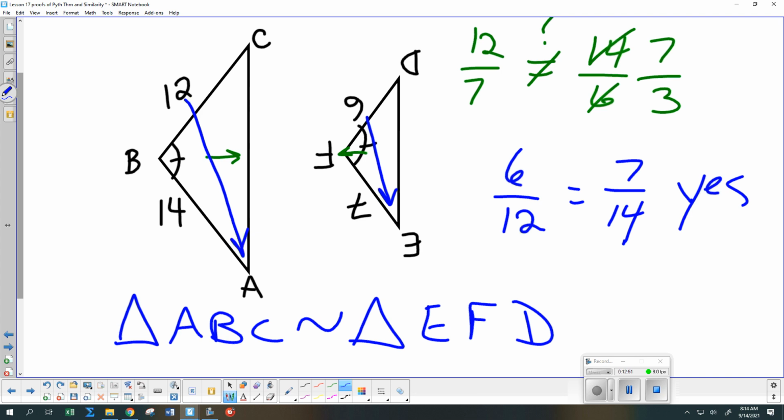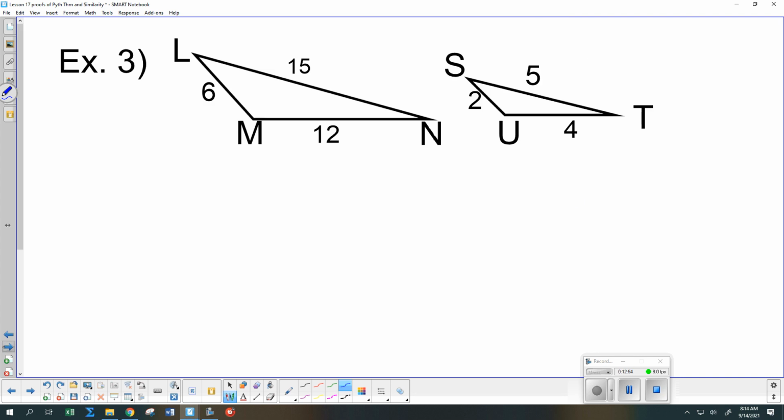One more of this kind of thing, and then we'll do a proof and that's it. So, 6, 15, 12. What do you guys think? How many think that's going to be similar as you look at that? Thumbs up, thumbs down if you don't think it's similar. So I'm seeing quite a few thumbs up. So if I do my fractions, if I do 6 over, everybody, which side are you matching up with that?